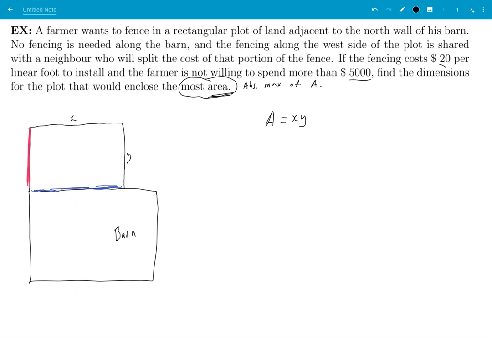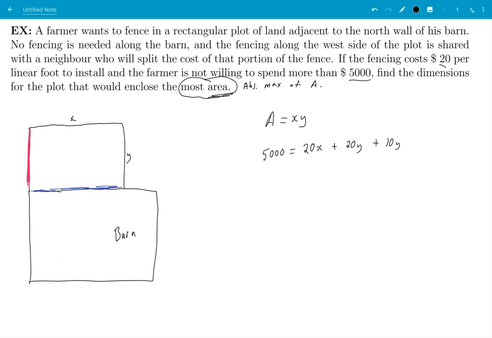So looks like I have some kind of a cost function. So 5,000 is all that I'm willing to spend. And well, how much am I going to spend when I fence this area? Well, the top wall is going to cost me 20 times X. Okay, the wall on the right is going to cost me 20 times Y. The red wall is half price, right? So 10 times Y. And the blue wall is 0, right? Because there's no need to put a wall there.